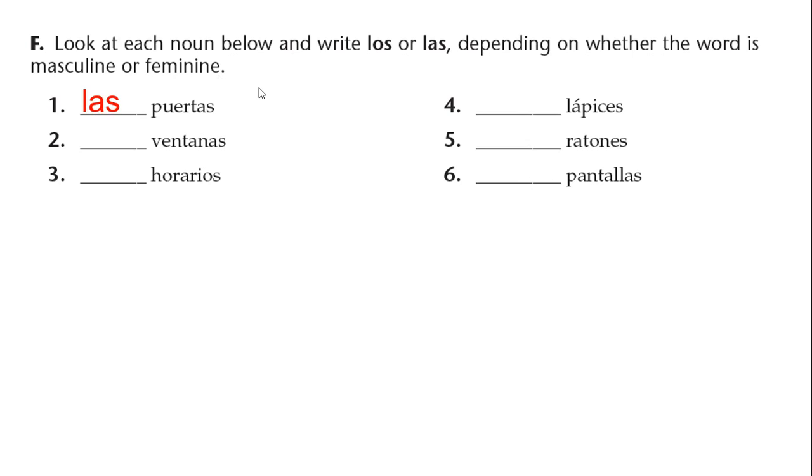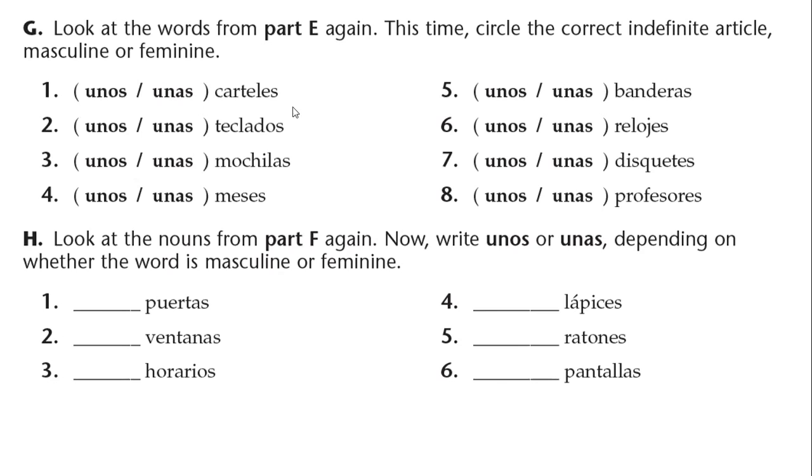We should have las puertas, las ventanas, los horarios, los lápices, los ratones, las pantallas. The ones that end in AS are really, really easy. Las puertas, las ventanas. They have to rhyme. They have to match. So if it's feminine, it should be almost automatic. So if it doesn't look like it's feminine, it's probably masculine.